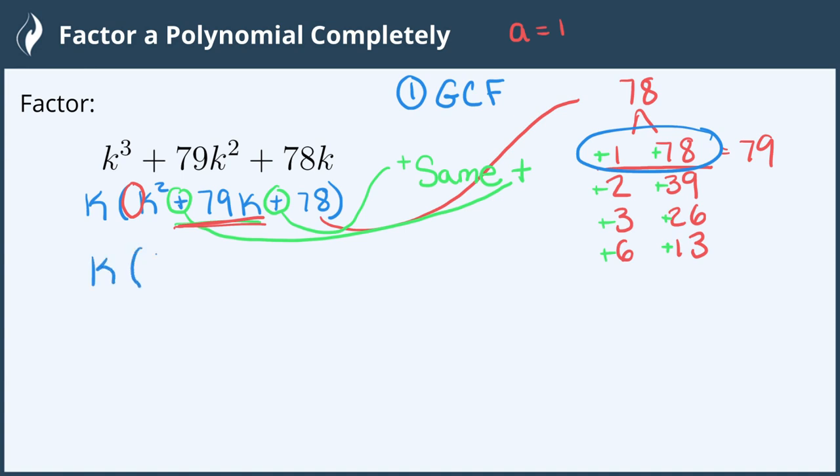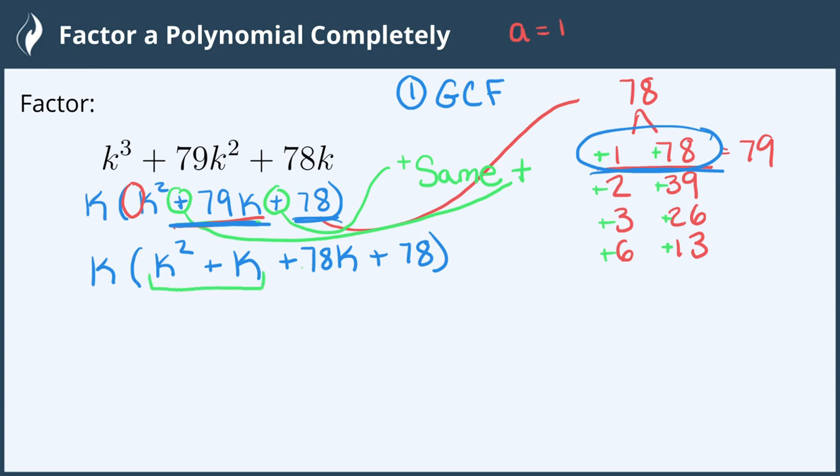We have k squared. We will be replacing the 79 with our 1 and 78 here. So we have plus 1k, and 1 times k is k, so I'll just leave it like this. And then we add our other factor that we found, which is 78k, and then our last is plus 78 from our question above that we didn't replace. Now we can factor by grouping.